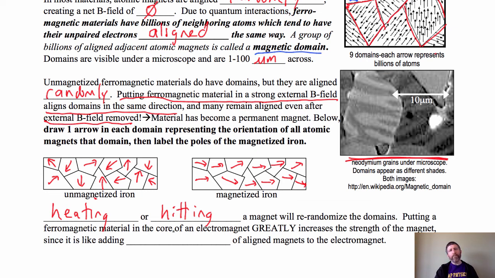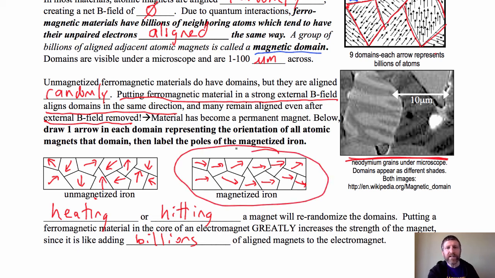If you put a ferromagnetic material in the core of an electromagnet, it greatly increases the strength of the magnet, since it's like adding billions of aligned magnets to the electromagnet. Putting an iron core inside the electromagnet can make it thousands of times stronger, because you're adding thousands or even millions or billions of little atomic magnets that are all lined up in the same direction.